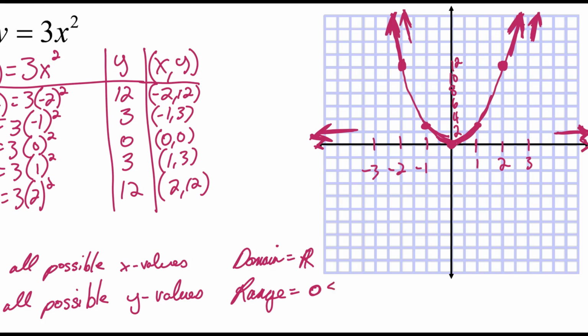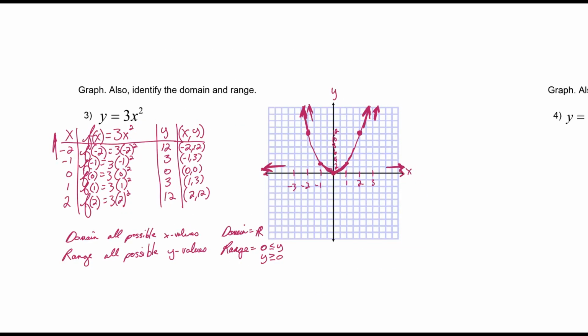Okay? So, y can be greater than or equal to 0. I cannot go lower than 0. And if I wanted to write this the other direction, I could write that like this. 0 is less than or equal to y. I could say it either direction. Both of them are fine. Both of them are, in fact, correct.